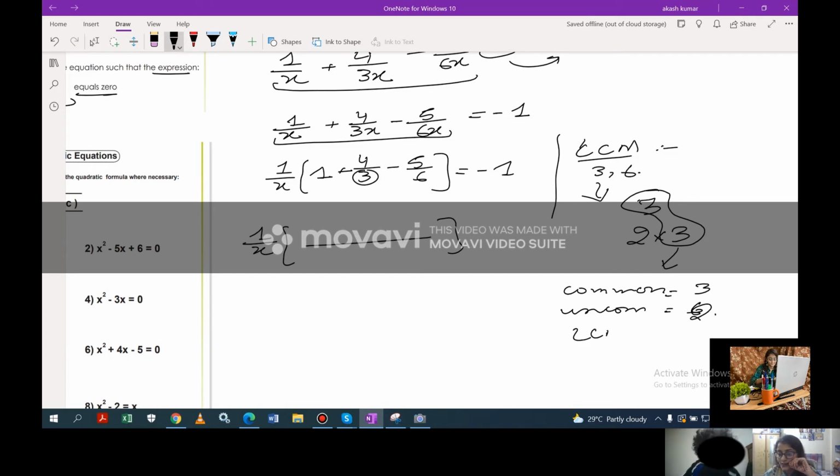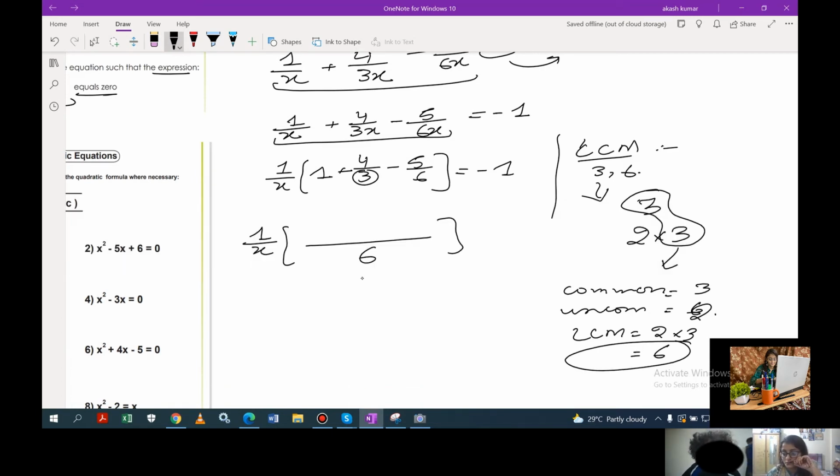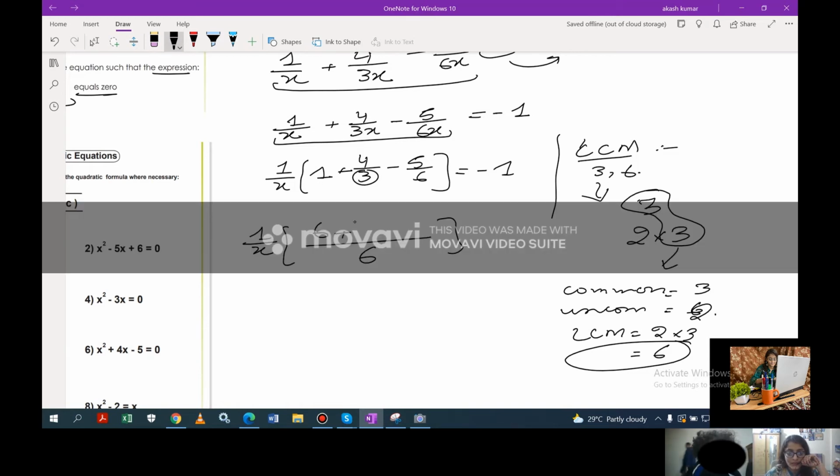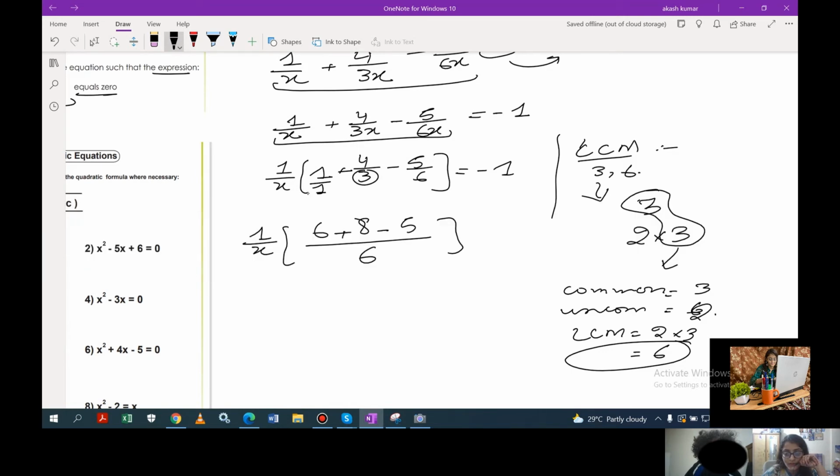To get the LCM, we multiply the common factors with the uncommon. So the LCM will be 6. So it will be 6 here, 8 here, and let me just explain how we did it. The LCM was 6. Here we have nothing, so we have 1 here, right?